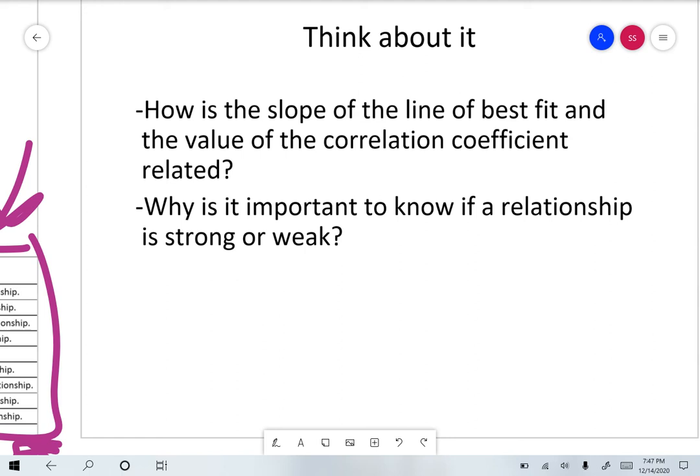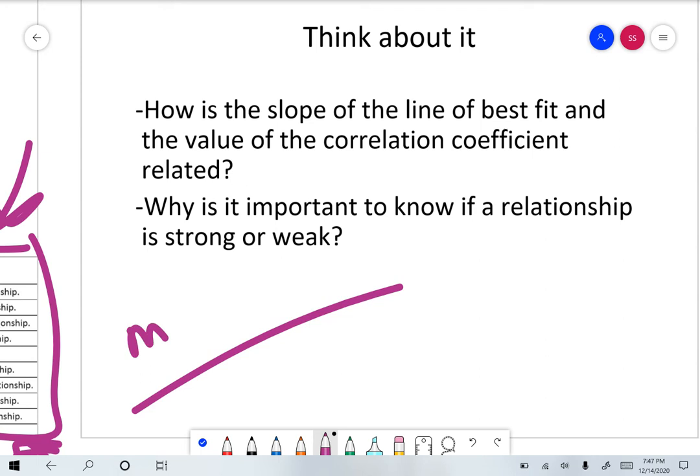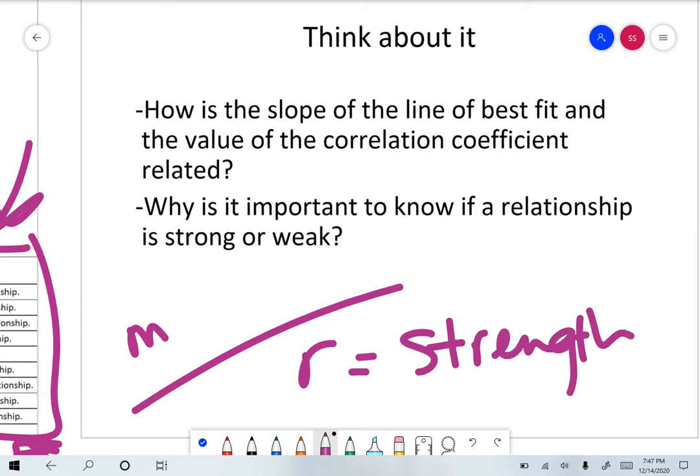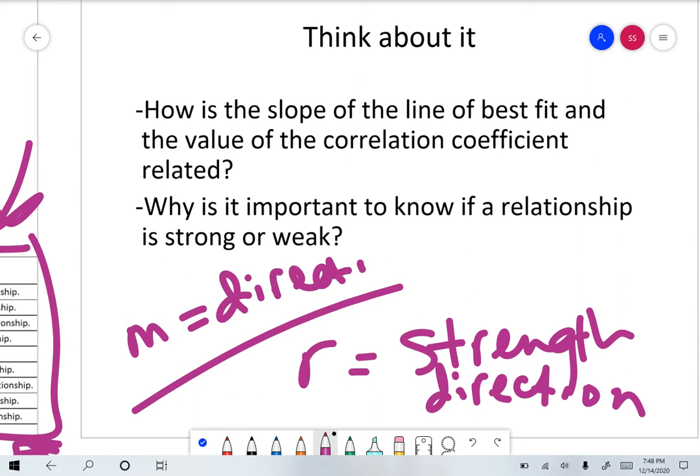Let's see. And I do want to touch base on these really quick, just tying stuff together. How is the slope of the line of best fit and the value of the correlation coefficient related? So think about that. We have the line of best fit, the slope for it, and the correlation coefficient. Well, again, correlation coefficient touches on the strength of the relationship and direction. Slope though talks about direction, right? It doesn't really give us any strength information, but it does give us direction, so positive or negative, right?